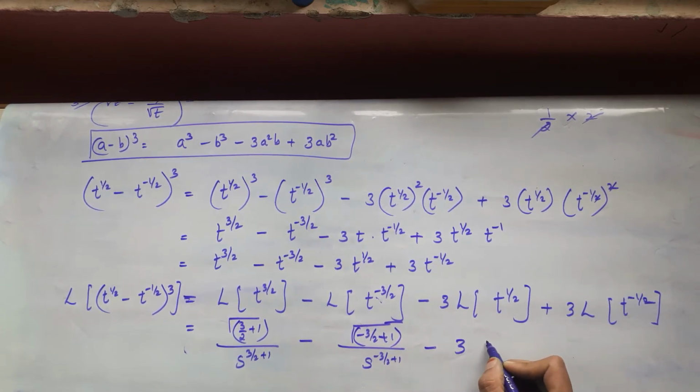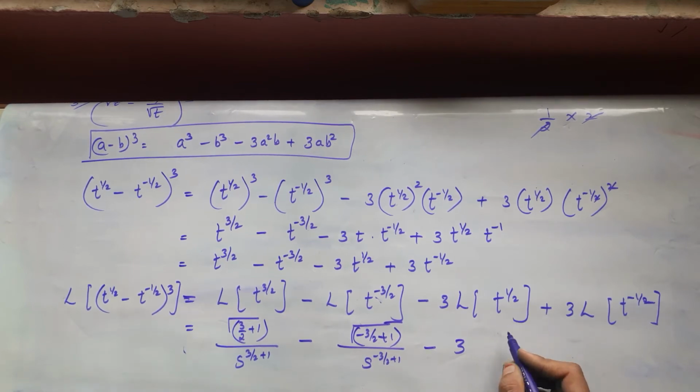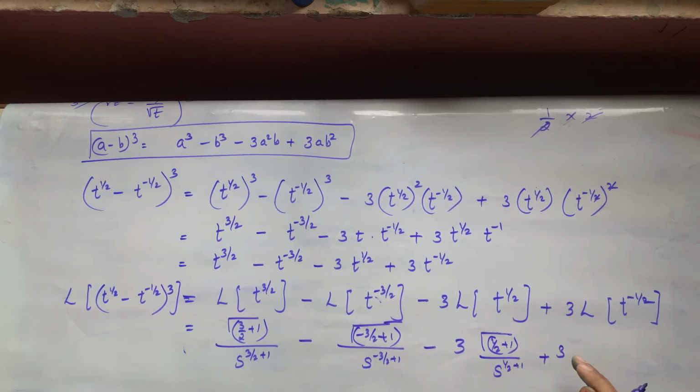Minus 3 times the Laplace transform of t raised to half, which is gamma of half plus 1 divided by s to the power half plus 1, plus 3 times the Laplace transform of t raised to minus half, which is gamma of minus half plus 1 divided by s to the power minus half plus 1.